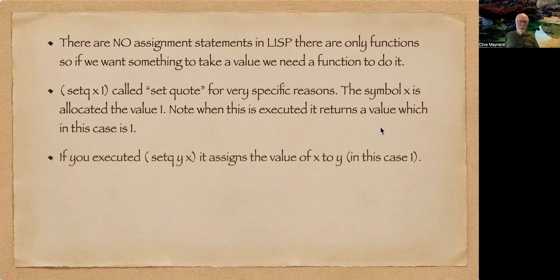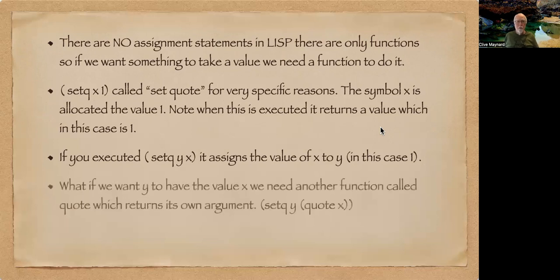If we executed setq y x, it assigns the value of x to y, which in this case is 1 from our previous definition. What if, on the other hand, we want y to have the value x, in other words, the symbol x? So we need another function which forces that process, and we call that function quote. And what quote does is return its own argument. So we can now say, if we want y to actually be defined as being the symbol x, then we can say bracket setq y, then quote x.